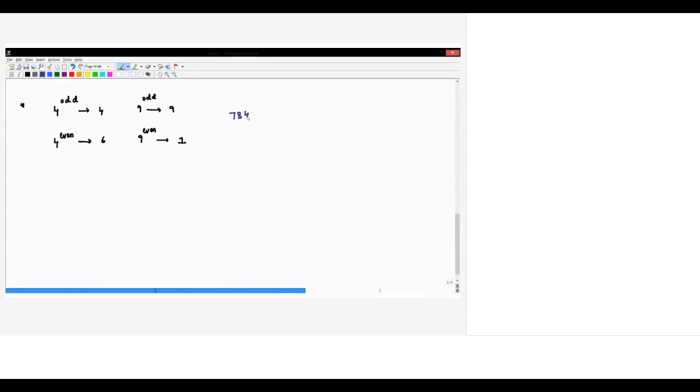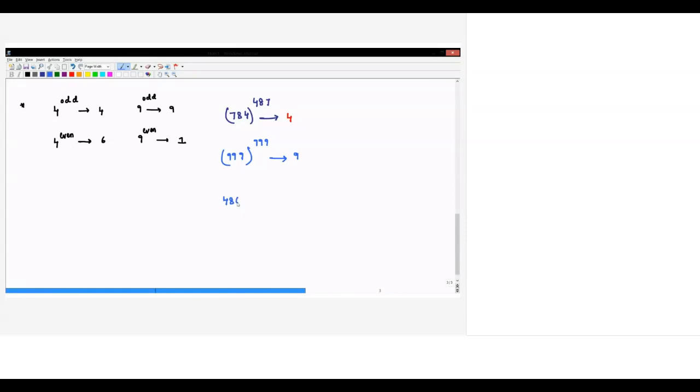784 to the power of 487. I'll simply say it ends with 4. And when it is ending with 4, an odd number is there. Therefore, you can say how much here. Odd number means 4 power 1, you just think of. So it ends with 4. 9 power odd number. Therefore, it ends with 9 only.